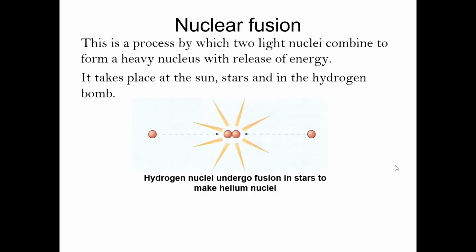Now, turning to nuclear fusion. What is nuclear fusion? The word fusion simply means joining, it means combining. So simply define nuclear fusion as the combination of two or more light nuclei to form a heavy stable nucleus. The most important words here are that light nuclei combine and form a heavy stable nucleus with the release of energy. That is what we call nuclear fusion. This process takes place in the sun, stars, and in the hydrogen bombs.